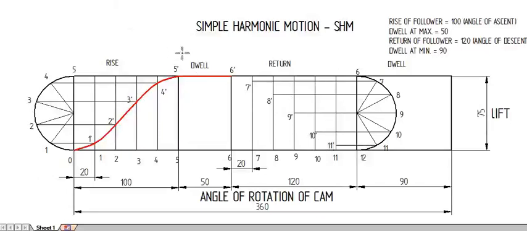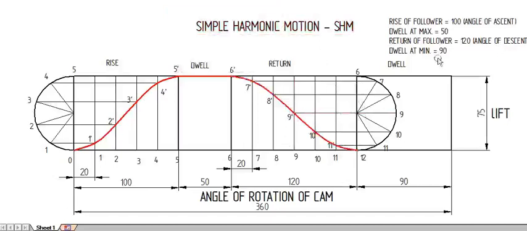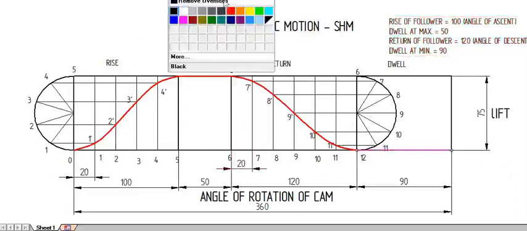Now construct a curve passing through these points from the maximum to the minimum. So from 6, 7, 8, 9, 10, 11, to 12. So I constructed the curve. The curve will be this one, which I am showing in red. That is for the return of the follower. For the rest region, it is the dwell at the minimum, so the curve will follow the minimum region, which is also shown in red.